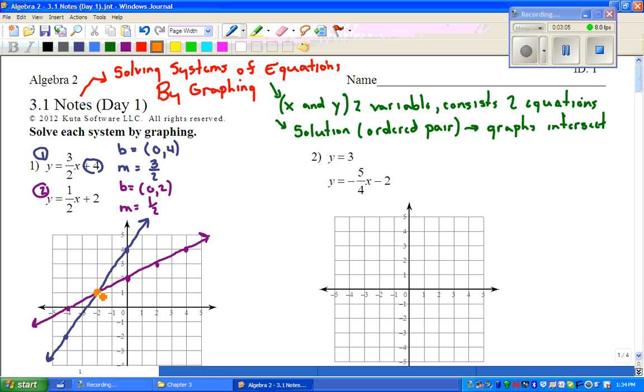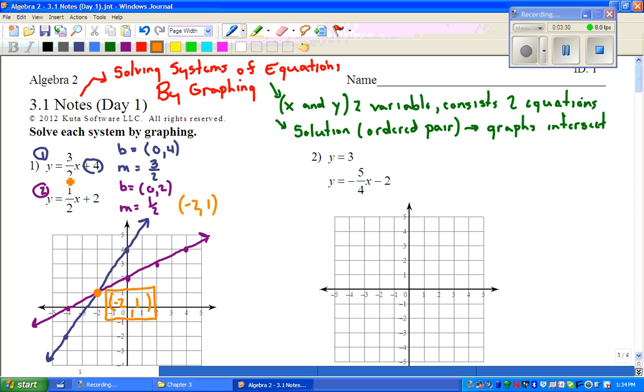Down 1 over 2. It looks as if my blue line and my purple line intersect at this point right here. So my solution is going to be that ordered pair, my x and my y: negative 2, and then up 1. That right there is the solution to the system of equations, negative 2, 1. If we wanted to check this, we would substitute it in for my x and my y and make sure that it satisfies both equations.